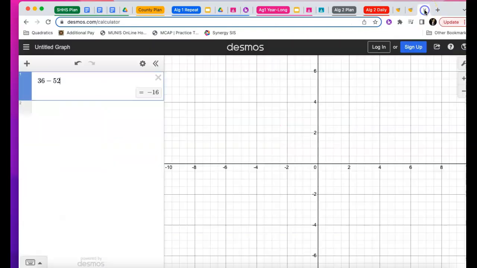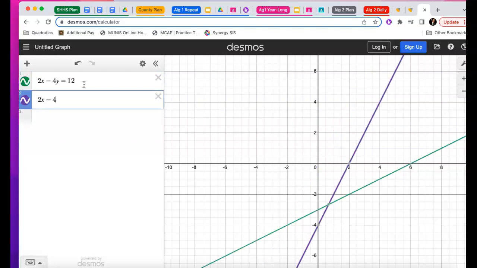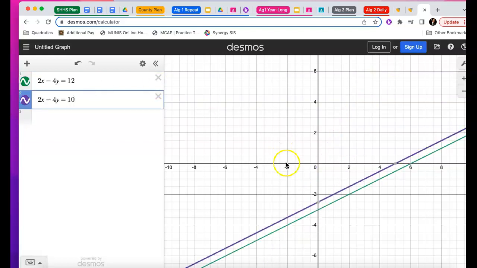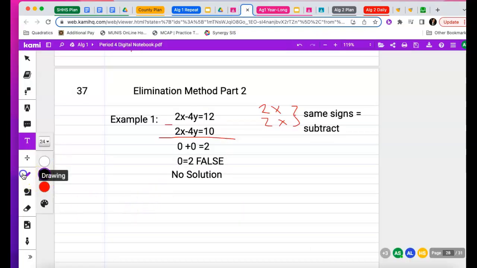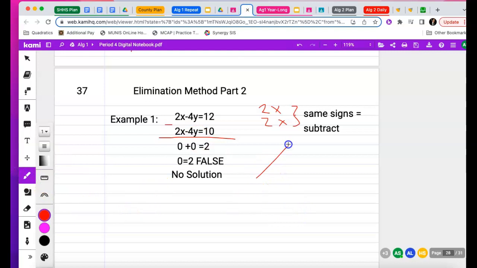So I'm going to show you what this looks like graphically. So we have the equation 2x minus 4y is equal to 12, and I have 2x minus 4y is equal to 10. So I see that I have two lines. They are parallel. So I'll go ahead and draw that. Here's our first line. Here's our second line. The lines never touch. So there is no solution.